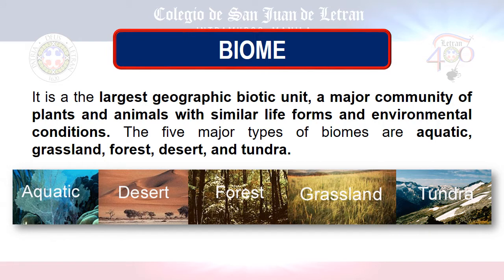Next, biome. A biome is a collection of plants and animals that have common characteristics for the environment they exist in. They can be found over a range of continents. Biomes are distinct biological communities that have formed in response to a shared physical climate. The five major types of biomes are aquatic, grassland, forest, desert, and tundra.